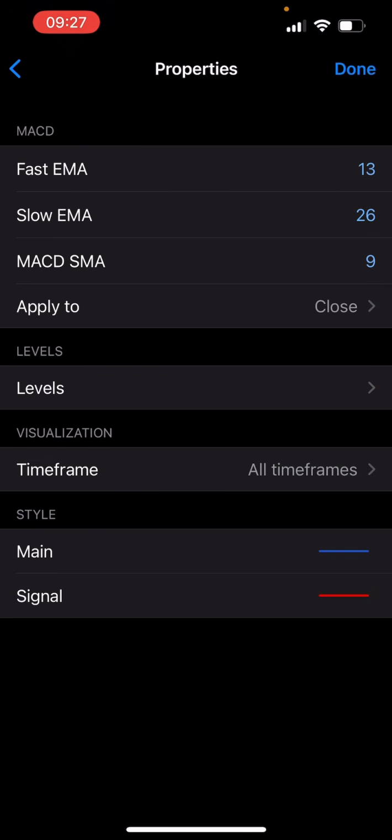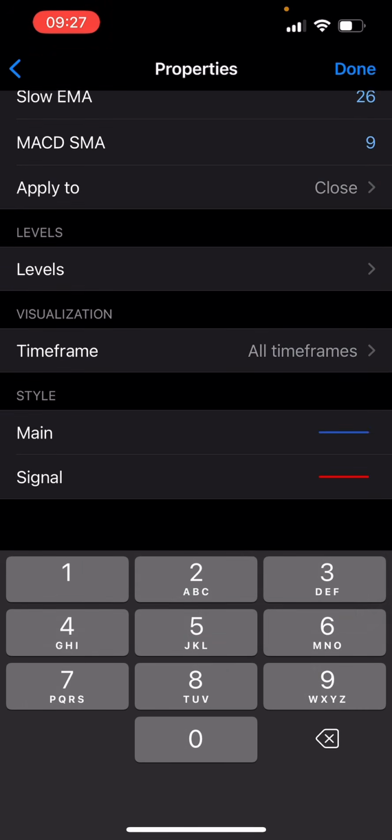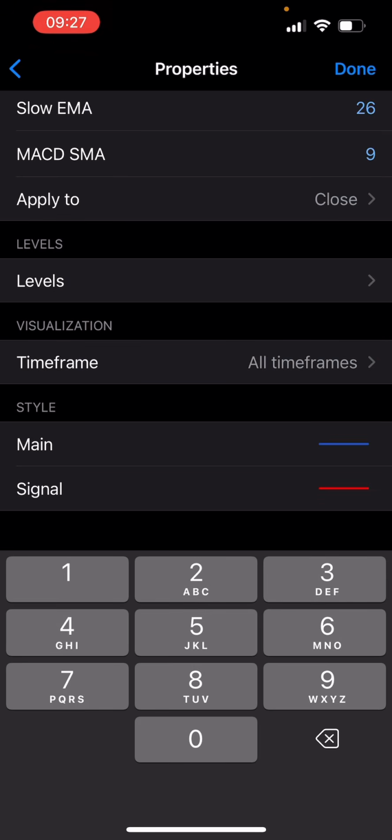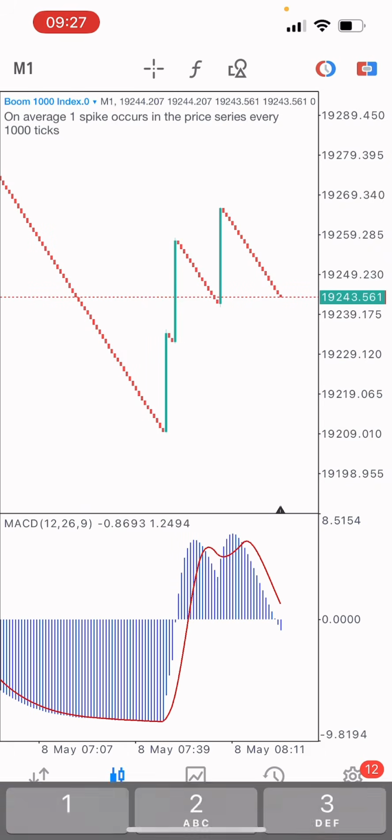I want to set my fast EMA, which is this first one, at 12. Fast EMA should be 12, slow EMA 26, and the MACD SMA should be 9. Then apply to close. Then the main, make it blue, 2 pixel. The signal should be red, main blue, so leave it like that and then you click done.